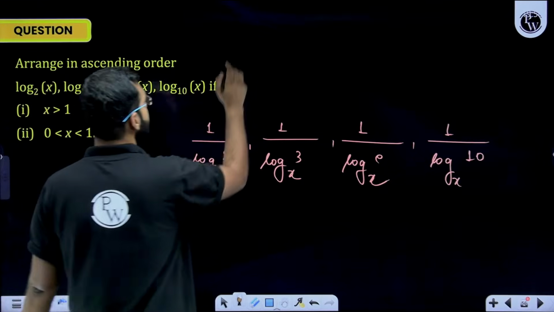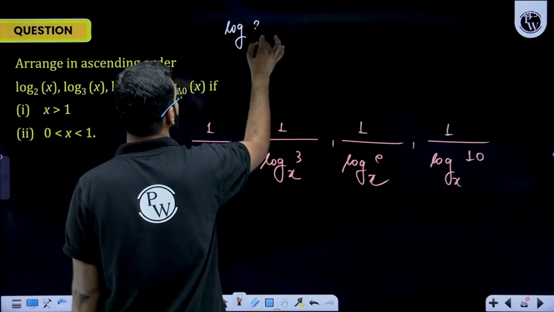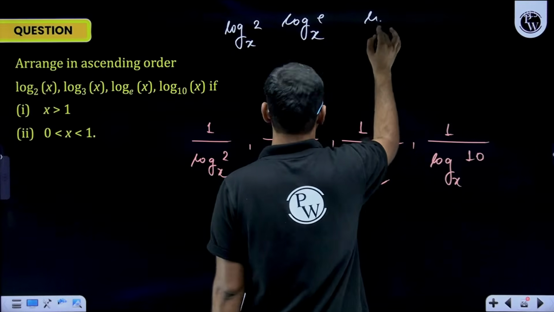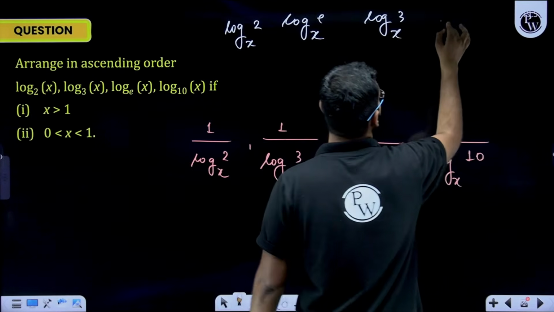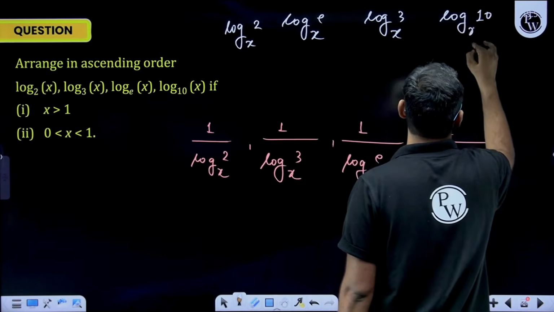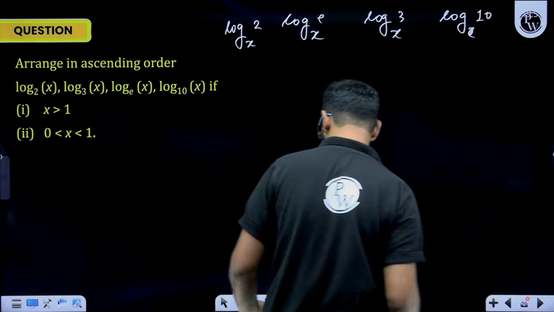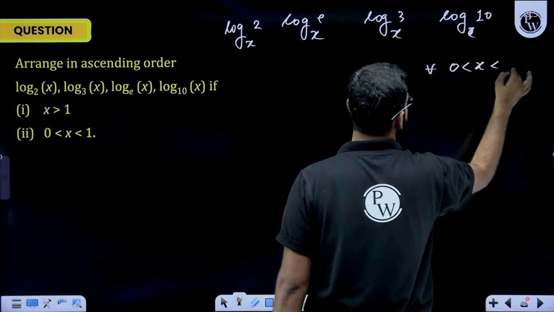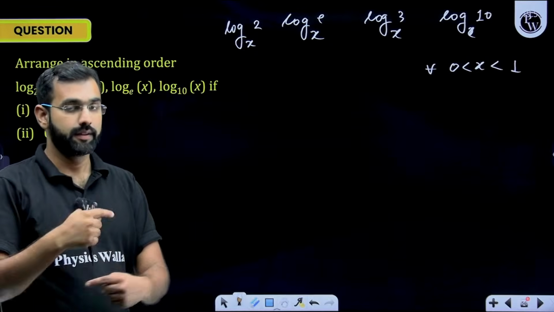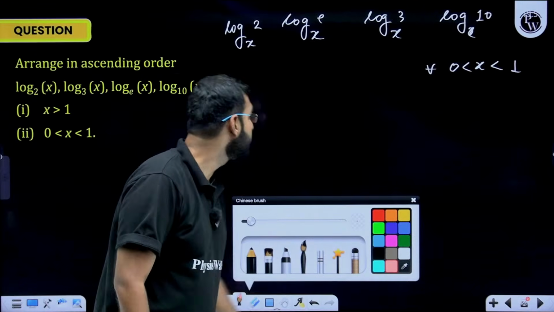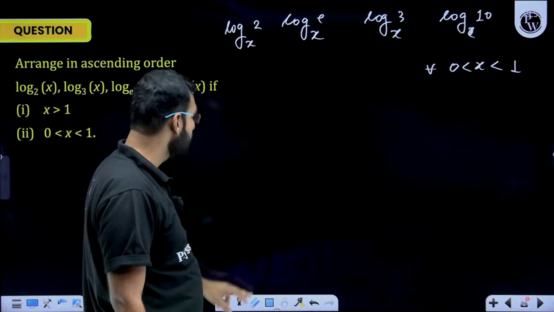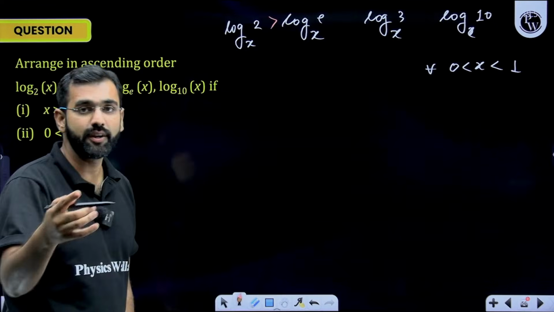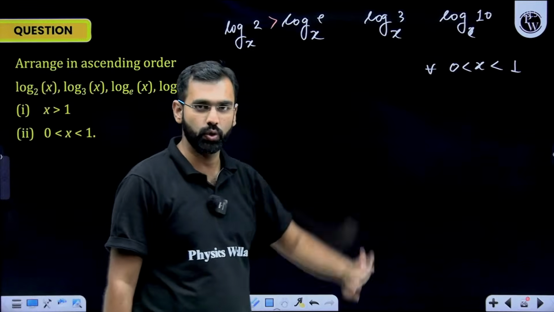Now let's talk about this: log 2 base x, log e base x, log 3 base x, and log 10 base x. I hope you remember, if the base x lies between 0 to 1, the sign changes, which means if 2 is less than e, log 2 will be greater than log e at base x, because the base is between 0 to 1.